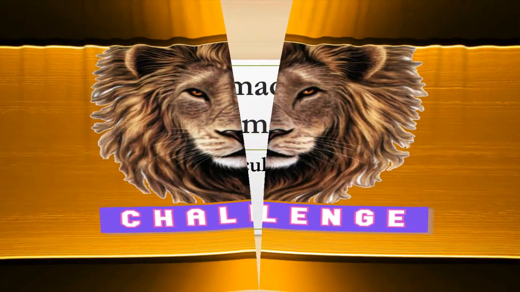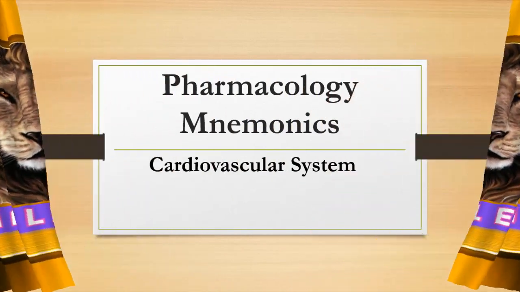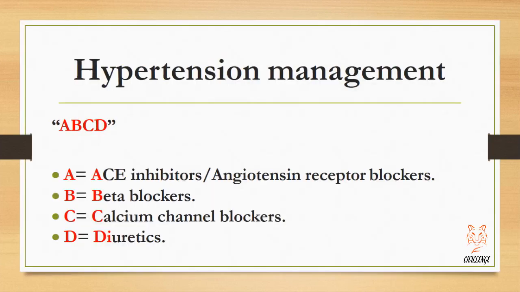This is gonna be the first lecture in pharmacology mnemonics. We will start with the cardiovascular system and we're gonna start with drugs that are used in treatment of hypertension. The first mnemonic is for drugs that are used in treatment of hypertension. Our mnemonic is A, B, C and D.